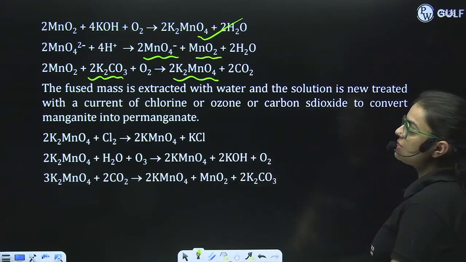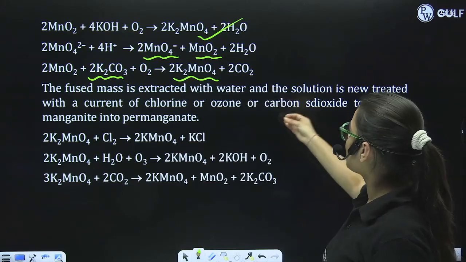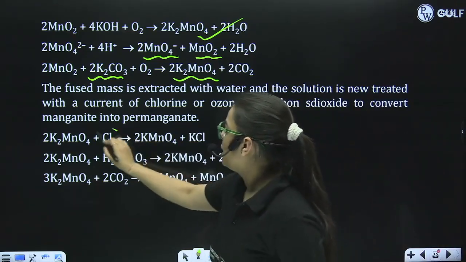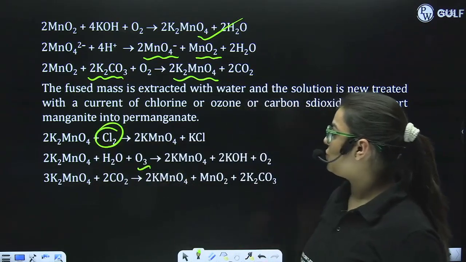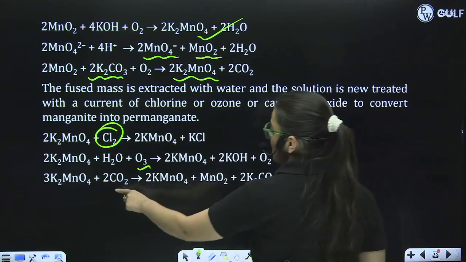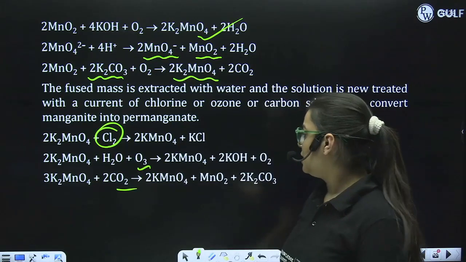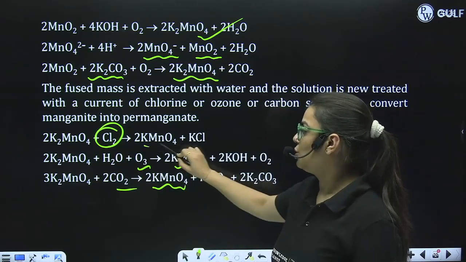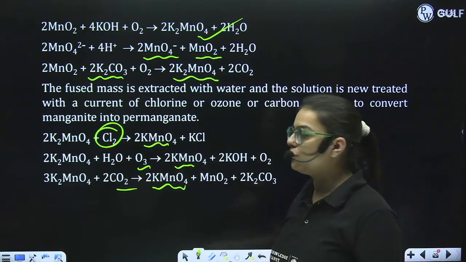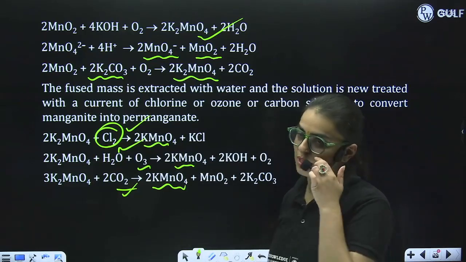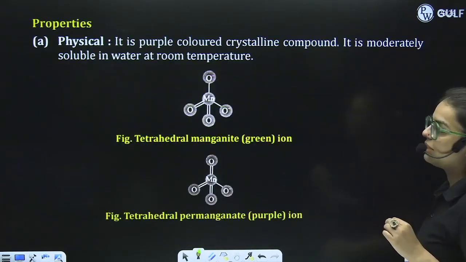This MnO2 will further react with K2CO3, will form K2MnO4. Clear? And they are saying that the fused mass is extracted with water and the solution is now treated with a current of chlorine which is passed over. Okay, and even with ozone this is done, or even with carbon dioxide, to convert the manganate into permanganate, to convert it into KMnO4. To convert K2MnO4 into KMnO4, we can react with Cl2, with ozone, or with carbon dioxide. Clear? And you will get your final product, that is KMnO4.